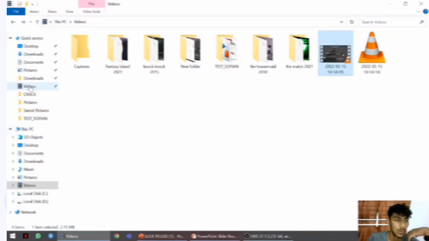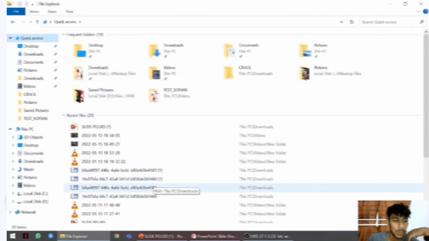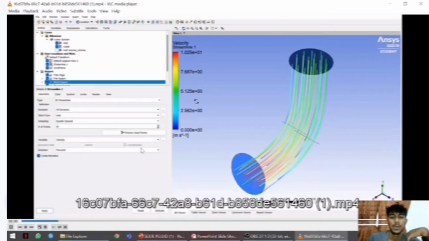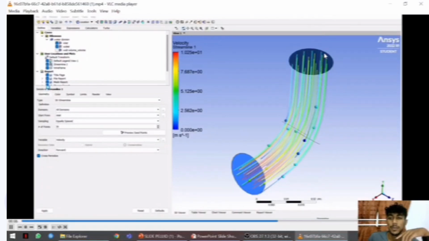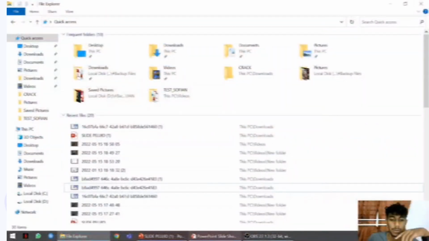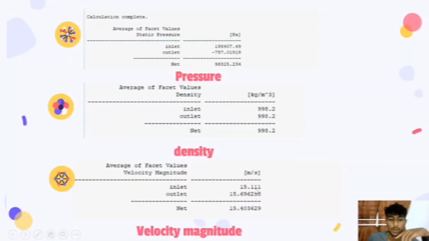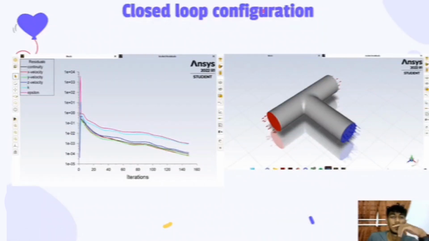Okay, this is the animation for the elbow pipe. This is the inlet and this is the outlet. Okay, next, closed loop configuration. The right one is the T-pipe design, and the left one is the graph for the T-pipe.